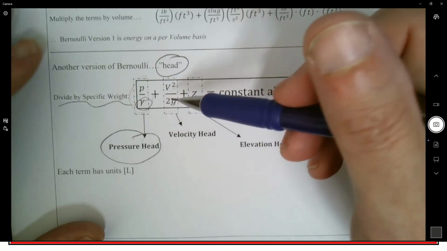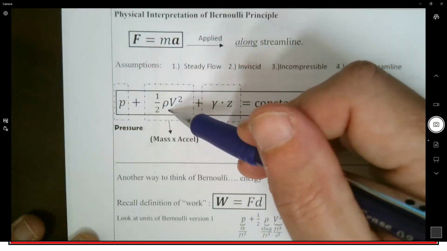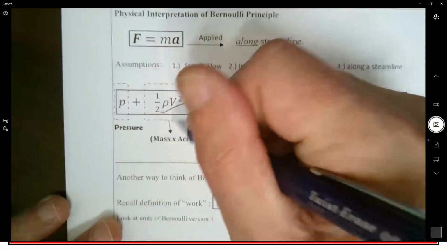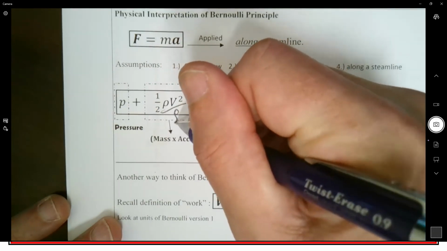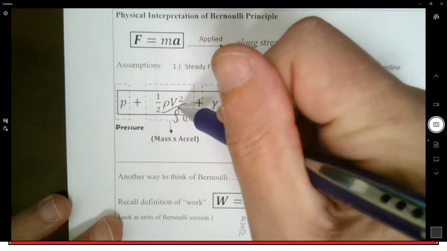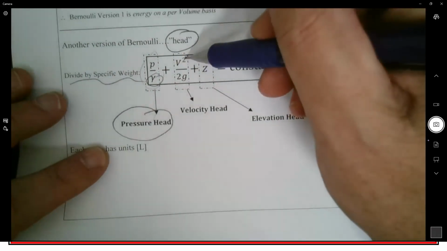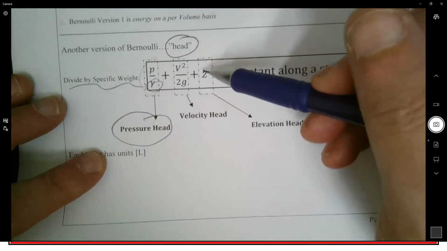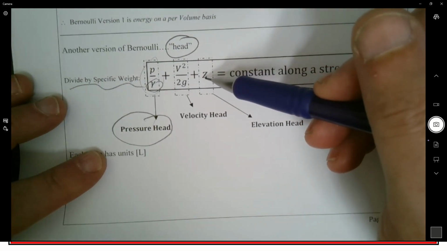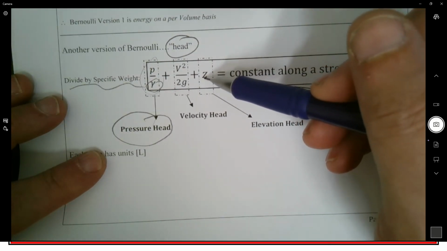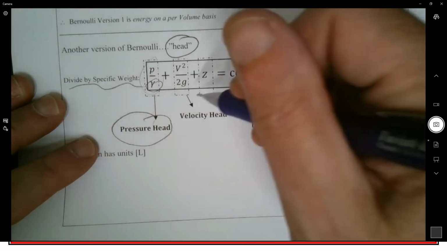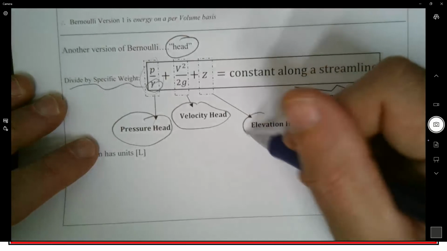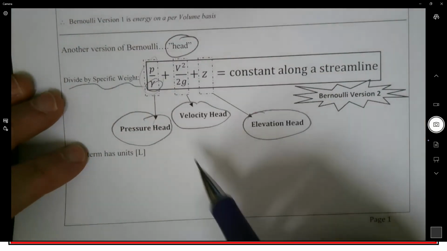That's because before we had density right here, but we've divided by gamma, which remember is density times g, so the density goes away. What we're left with is v squared over 2g. And then, of course, we divided out the specific weight, gamma, so now we're just left with z. This is the velocity head, and this is going to be the elevation head, right? So we use these names, head.